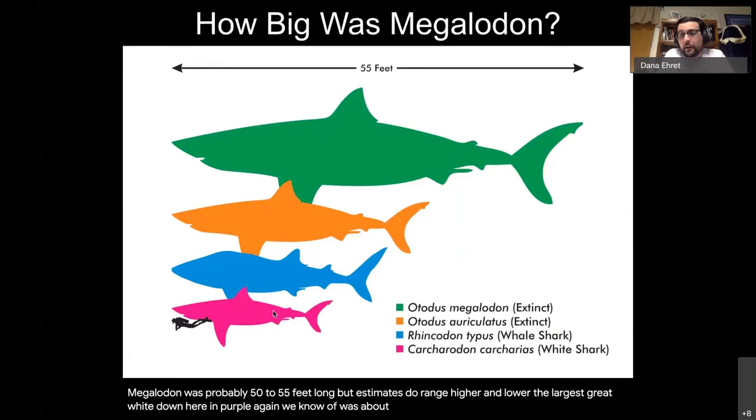This is a whale shark. We talked a little bit about whale sharks in trivia. They can get upwards of 40 to 50 feet long. And then the ancestor to Megalodon, the species Otodus auriculatus, probably grew to lengths of 30 to 35 feet long. So Megalodon was by far the largest shark that ever lived.